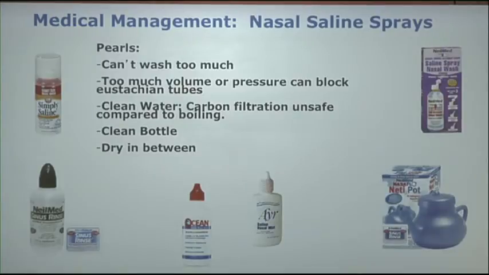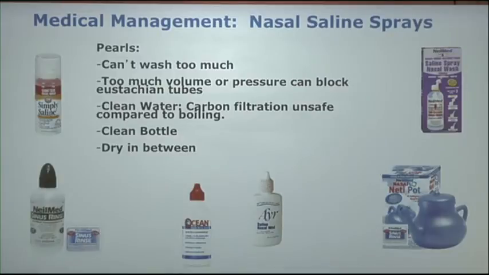There's a few pearls to know about this. Number one, you can't wash too much, but if you do a measure that is high volume, like the neti pot, or high pressure, it can flood the back of your nose and cause a eustachian tube blockage. So that's one thing to be aware of, especially if eustachian tube blockage and pressure is a problem. You don't want to use the high volume, high pressure methods because you can be continuing the problem as opposed to fixing it. Also, if you are making it yourself, you want to use clean water.